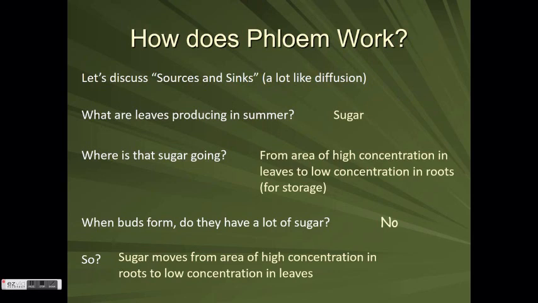The plants are moving the sugar from high to low concentration. The source: where's the sugar? In the summer, it's in the leaves. In the winter, it's in the roots. And the sink is where it's going. In the summer, that sugar is being sent to the sink, which would be in the roots, the low concentration. In the springtime, that sink ends up being in the leaves because that's where the low concentration is. That's it.